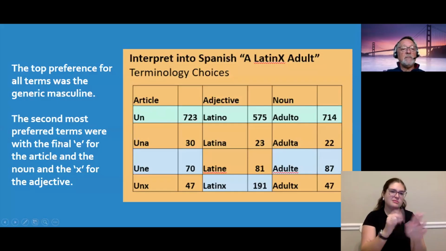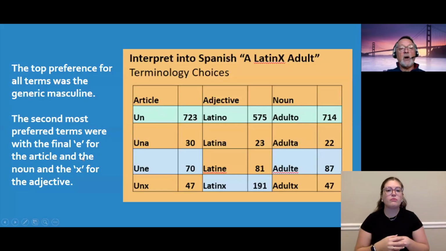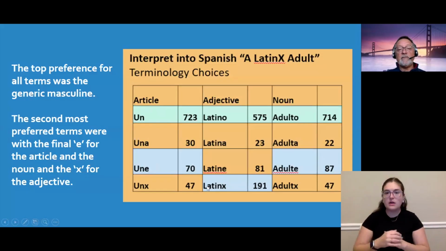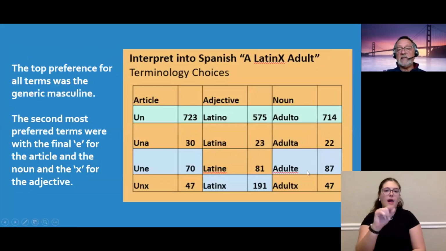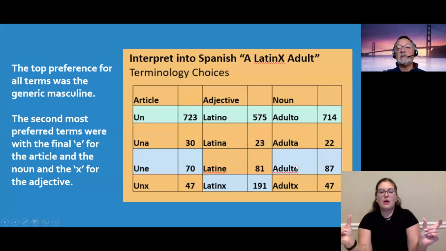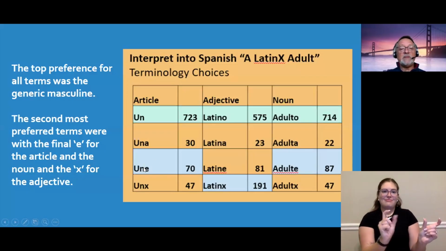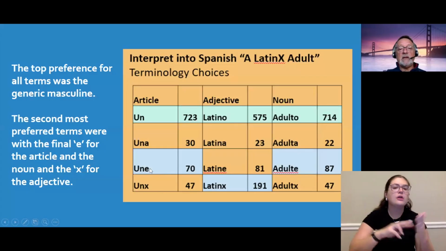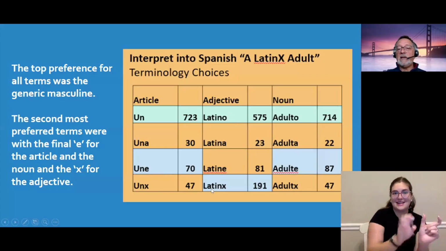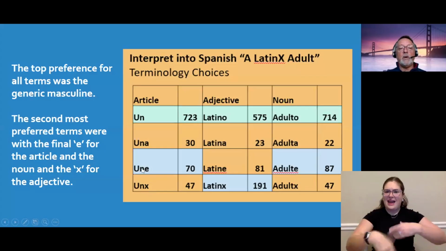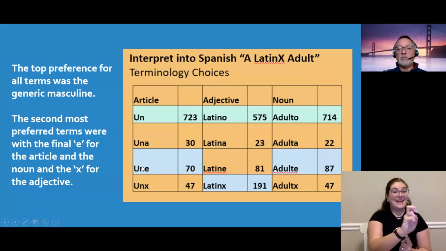The second most preferred terms were with the final E for the article and the noun, but using the final X for the adjective. So that was interesting because it was a mixed concordance using the Latin X for the adjective, but sticking to the more Spanish style version for the noun and for the article. And when I say the more Spanish style version, it's because there are words that end in E in Spanish, but there are no words that end in X in Spanish. And in Spanish, an X at the end of a word is very hard to pronounce, whereas an E at the end of the word is much easier to pronounce.